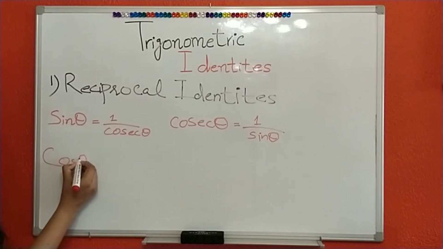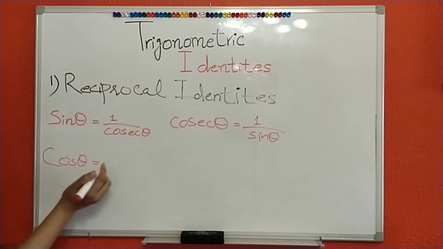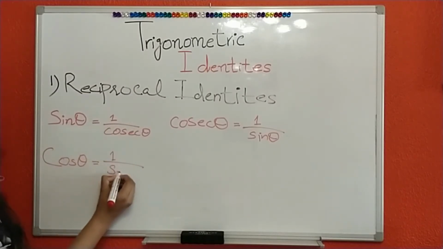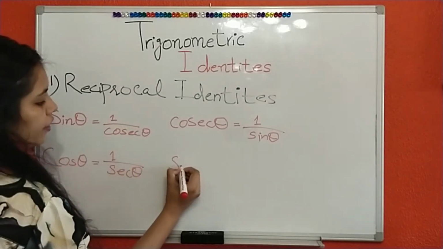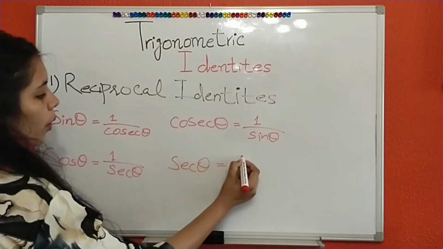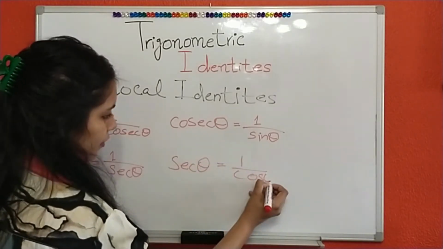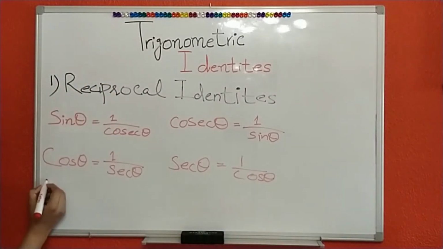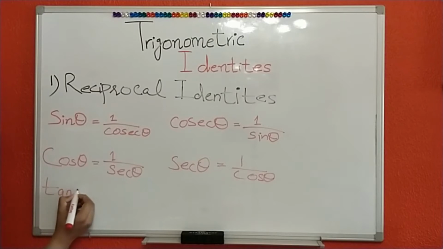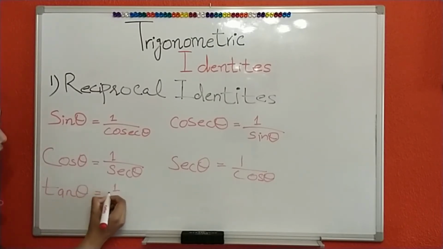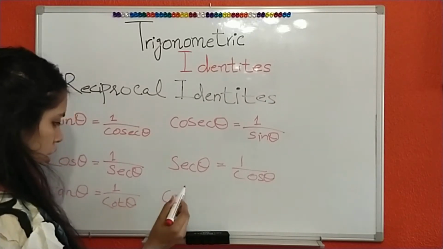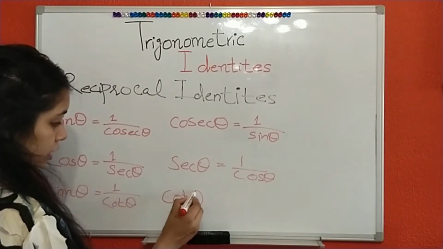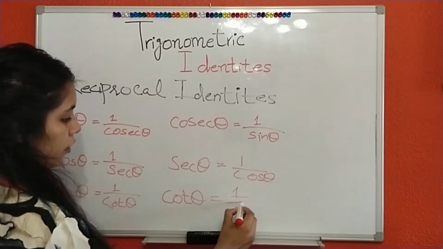Cos theta. The reciprocal identity of cos theta is 1 over secant theta. Similarly, the reciprocal identity of secant theta is equal to 1 over cos theta. And tan theta, the reciprocal of tangent theta is 1 over cot theta. Similarly, the reciprocal identity of cot theta is 1 over tangent theta.